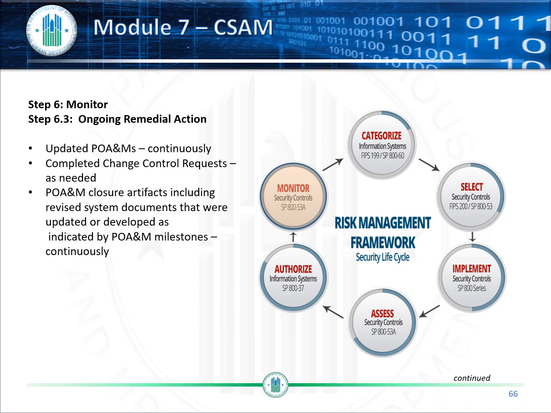Step 6.3 is ongoing remedial action. The list for 6.3 shown in the slide identifies key activities and documents that are required to be uploaded to CSAM. These include updated POAMs in CSAM, completed change control requests, and POAM closure artifacts, including revised system documents that were updated or developed as indicated by POAM milestones.